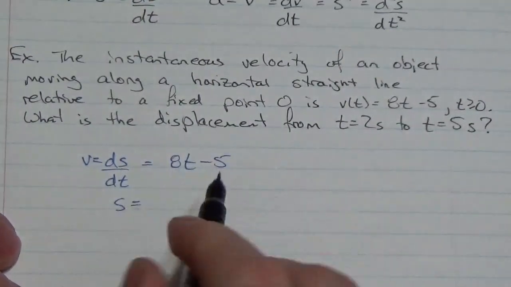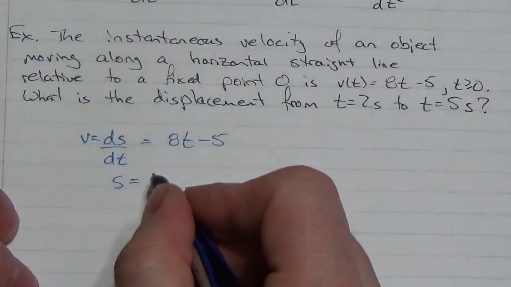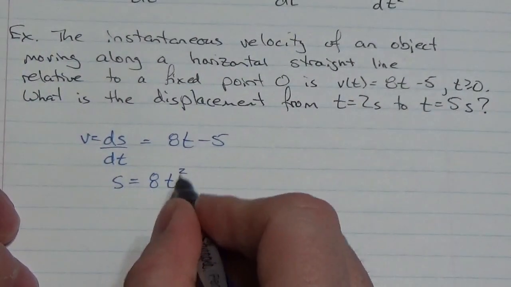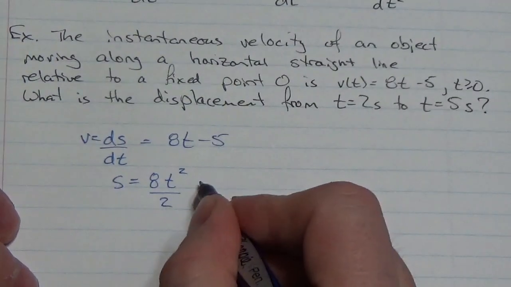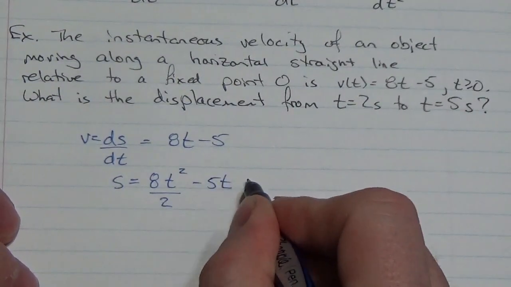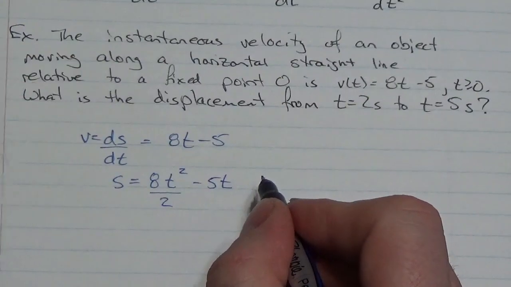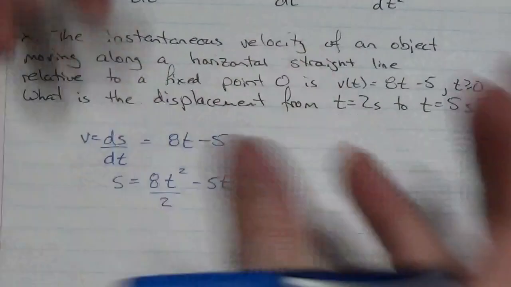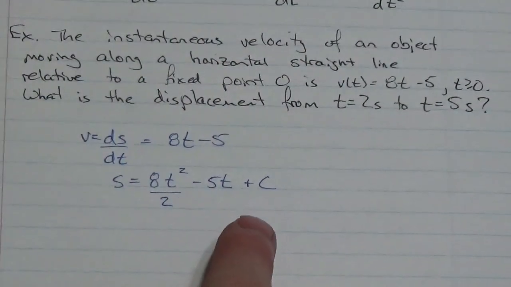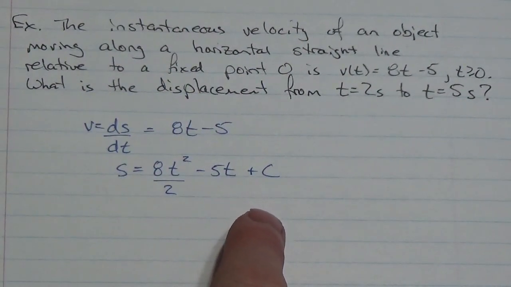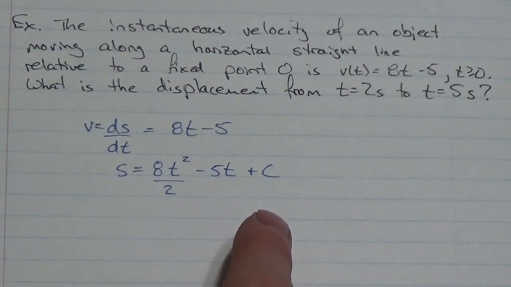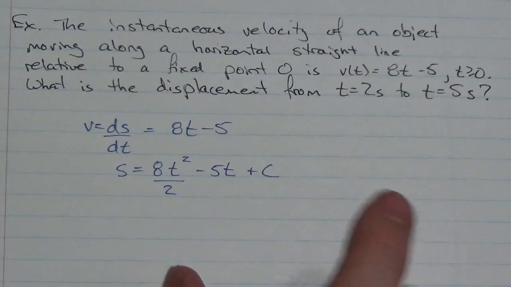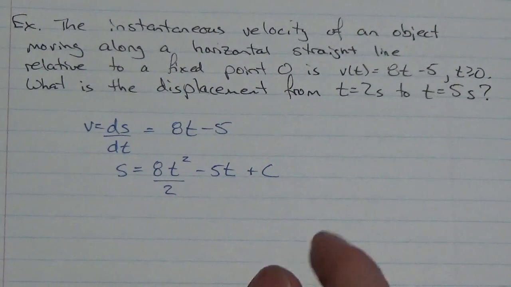So now, by taking the antiderivative, okay, I can recover the displacement function here. So that's going to be 8t squared over 2 minus 5t. But remember, every time I take an antiderivative, I need to include this arbitrary constant. Even if I'm talking about a word problem here, we're going to see that arbitrary constant is actually really important, okay? Just because it's a word problem doesn't mean I can just ignore it. And we're going to talk about that a little bit more as we go along here.